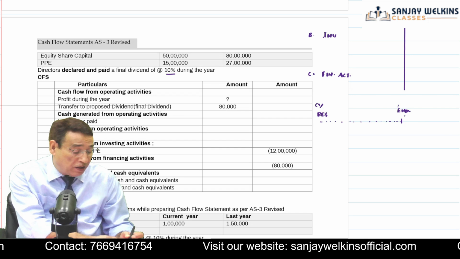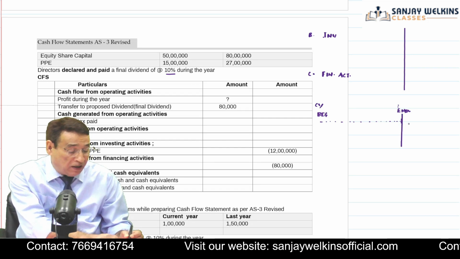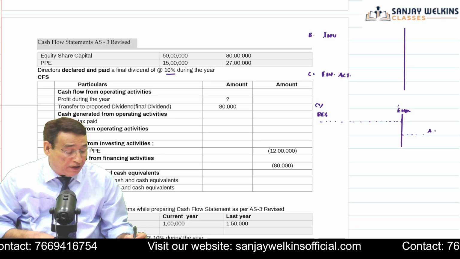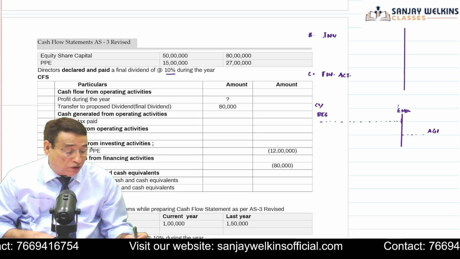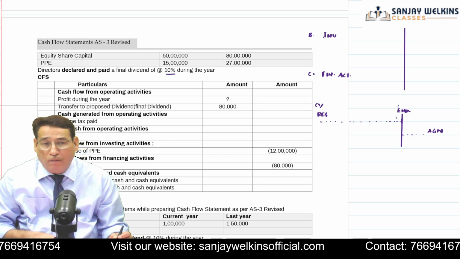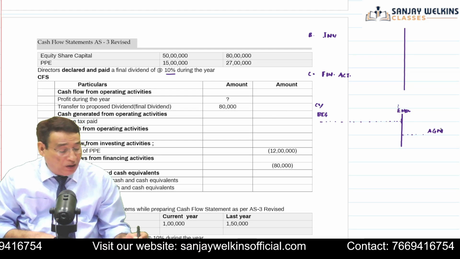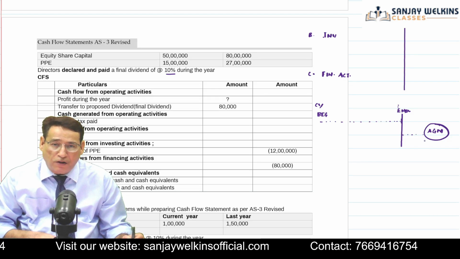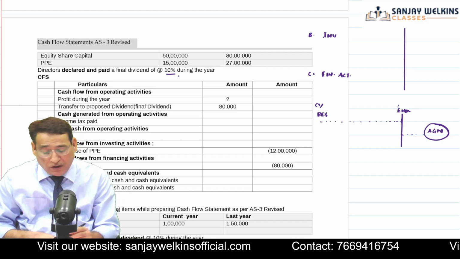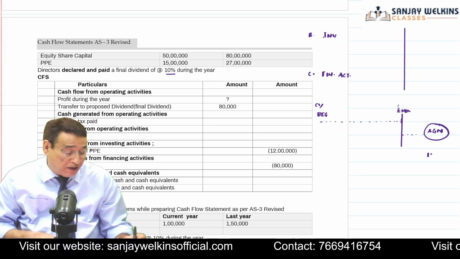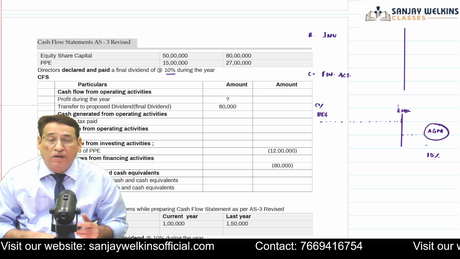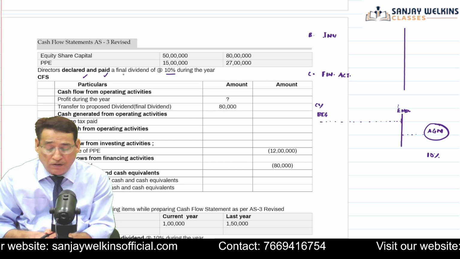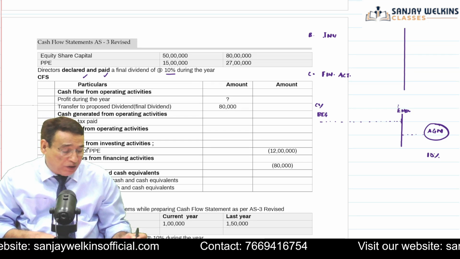After the end of the current accounting year, generally 1 or 2 months go by before we hold the annual general meeting. And in the annual general meeting, directors of the company decide how much dividend they are going to pay. In this case, directors have decided to declare 10% dividend, and not only has this dividend been declared, kindly pay attention towards the word paid also. The dividend has been declared and paid.